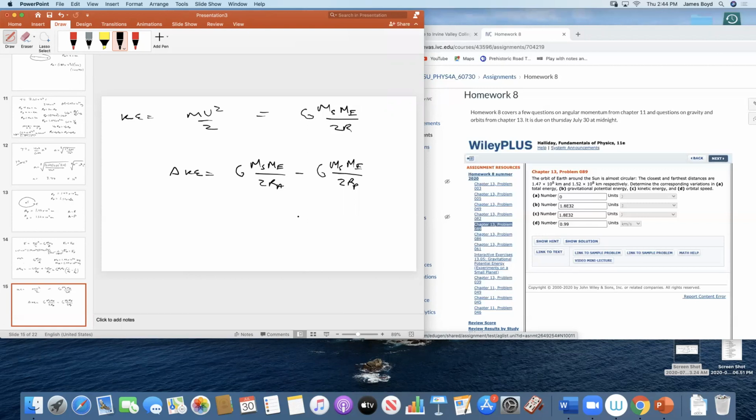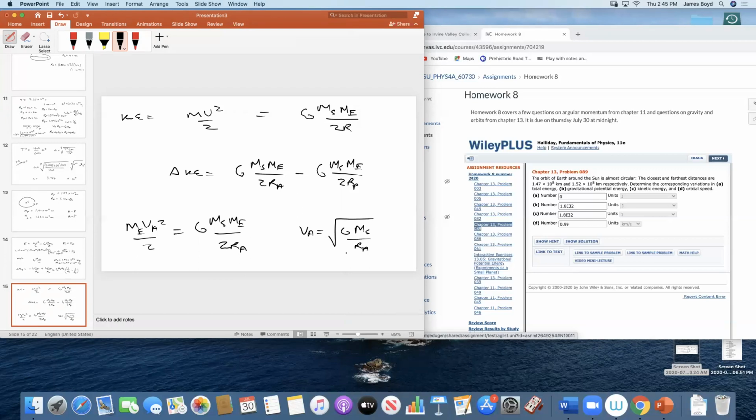The last part of this problem is actually somewhat hard. But using this, we can find it. So let's try to find the kinetic energy when it's at aphelion. That would be G, M sun, M earth over 2R aphelion, and we want to find V from this. The 2's cancel, the Earth's cancel, and so I get that VA is the square root of G M of the sun over RA. Okay, and I can compute that right now.